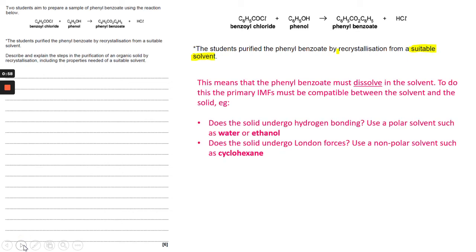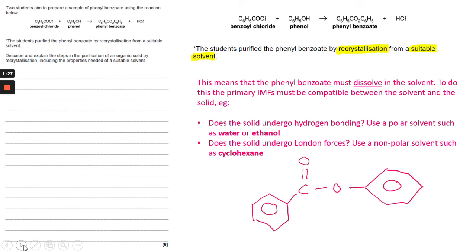Firstly, the phenyl benzoate in this case must dissolve in the solvent, ideally dissolve in the hot solvent but start to come out of solution as the solvent cools down. So for this to work, the primary intermolecular forces at work must be compatible between the solvent and the solid. If the solid undergoes hydrogen bonding, a polar solvent is the better choice, such as water or ethanol, but if the solid structure suggests mostly London forces, a non-polar solvent such as cyclohexane would be a better idea. So when you're thinking about recrystallization, look at the structure of your solid.